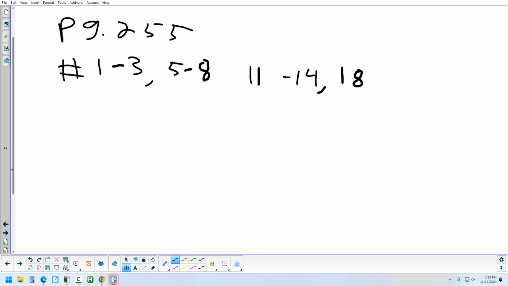All right. So that is the homework for tonight. Tomorrow we've got plenty of time to review that. It's 1 through 3, 5 through 8, 11 to 14, and 18. And then we'll finish up 4.4 tomorrow. What unit is this? This is 4.4. And I'd say we did like 75% of it today.